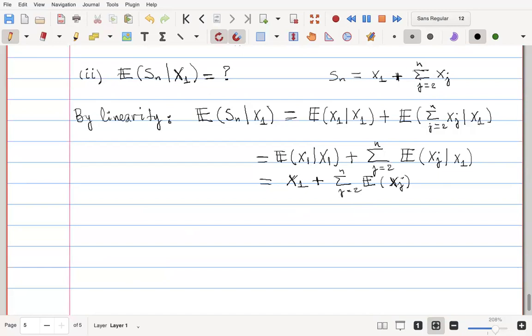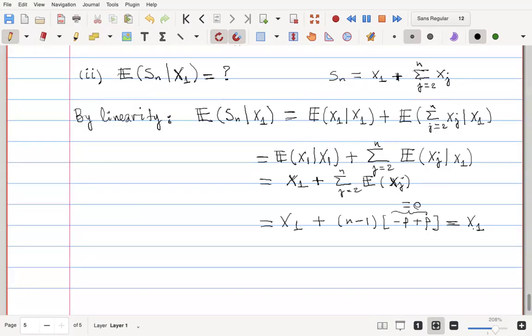Right? So in other words, since they are all the same, from 1 to n, we have n. From 2 to n, we have n minus 1. So this will be x1 plus n minus 1 times this expression, which is 0. That is, as we saw, it will be -1 plus p. So this is 0. And the result is x1.